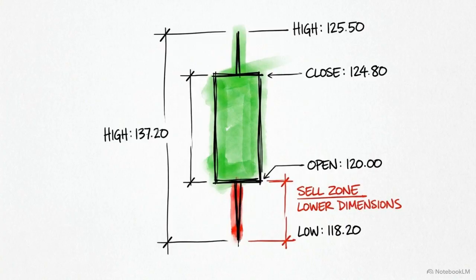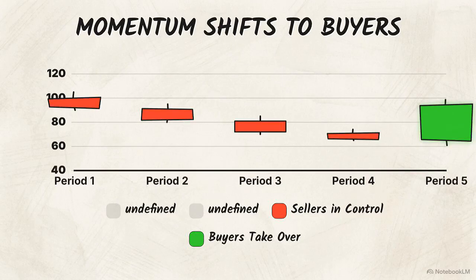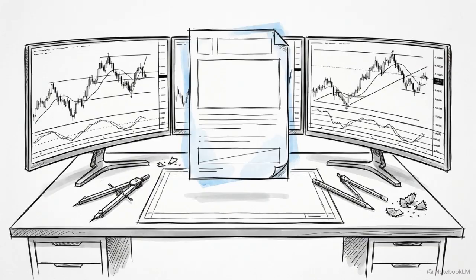Identifying a high-probability turning point involves waiting for a specific structural blueprint to form on the chart, which signals that the balance of power is changing. Our objective today is to build a confirmed reversal trade plan using a systematic approach on a live charting platform.